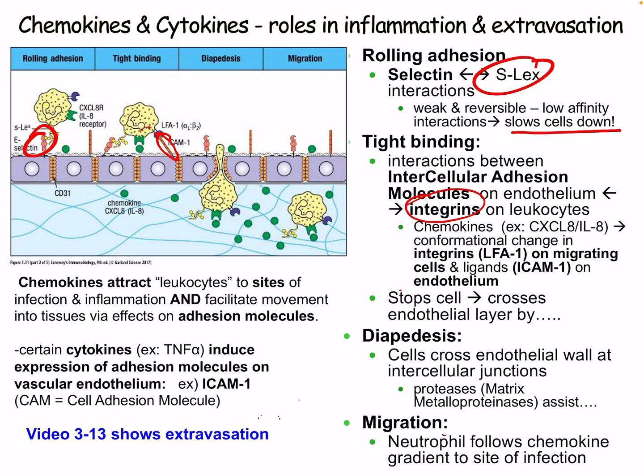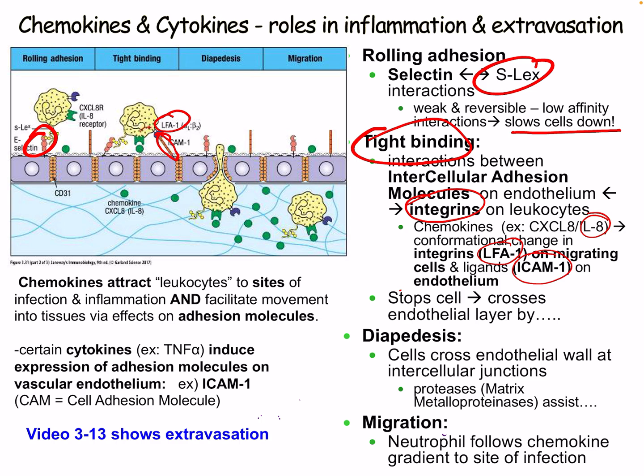So chemokines like IL-8, seeing that again, cause a conformational change in the integrins LFA1 on migrating cells and ligands, including ICAM1 on the endothelium. So here we can see LFA1 on the migrating cell. This is a neutrophil binding to the other one on this endothelium, which is intercellular adhesion molecule, or ICAM. This second stage, the tight binding, will stop the cell and allows it to cross the endothelial layer.